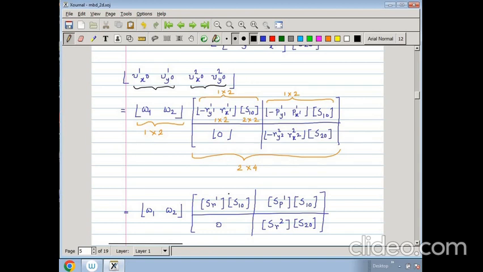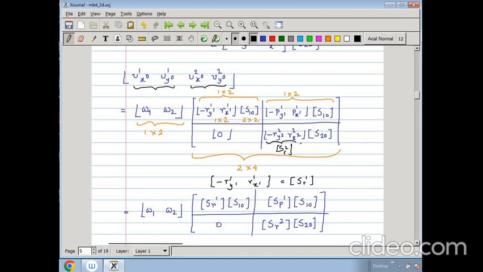So now if you call this SR1, that means minus R1Y1, R1X1, you call it SR1, and this you call SP1. So this would be SR2, SR2.